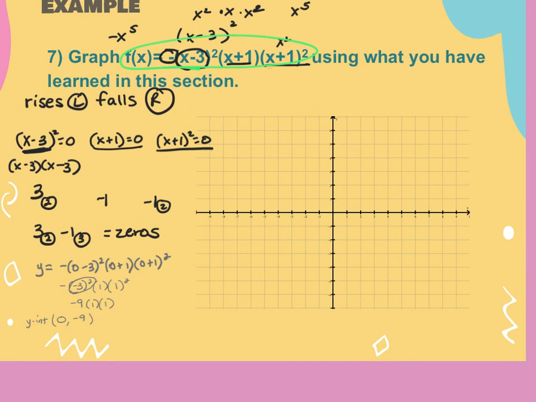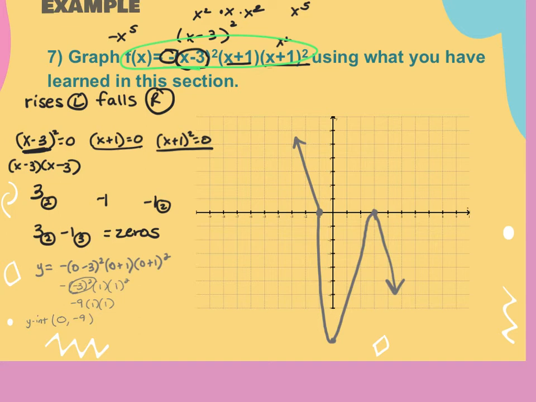So now I've got negative 1, 0, negative 9, and 3. My rises left means there's an arrow up here, falls right, arrow down there. The negative 1 has a multiplicity of 3. It is going to cross through it, which makes sense. It's coming down to hit my y-intercept. It's going to come back up, but instead of crossing through this, which wouldn't match my end behavior, it's going to bounce off that positive 3, because the positive 3 has a multiplicity of 2.